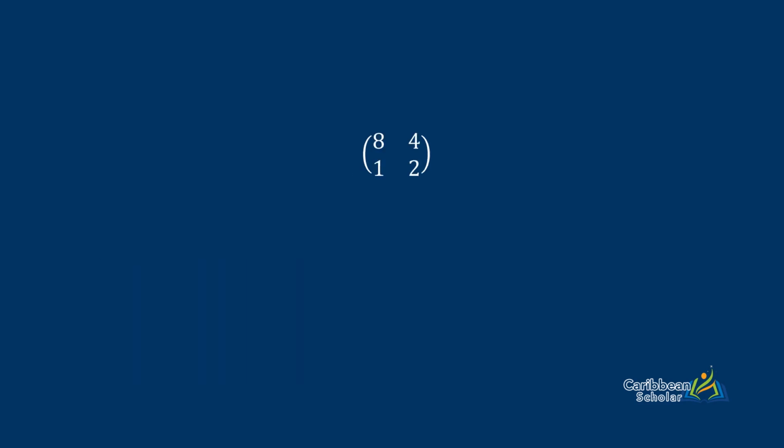So we have the matrix 8, 4, 1, and 2. And to find the determinant, we have to use the formula AD minus BC. So in this case, that is 8 by 2 minus 4 by 1. Now all we need to do is simplify. So we have 8 by 2 is 16, and 4 by 1 is 4. So 16 minus 4 gives us 12.